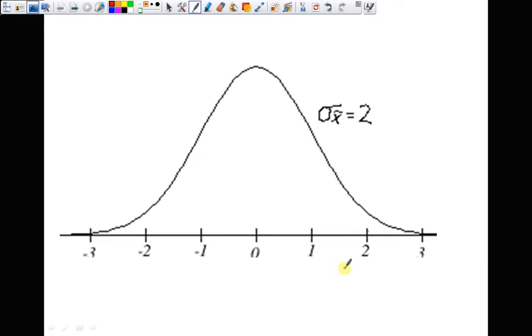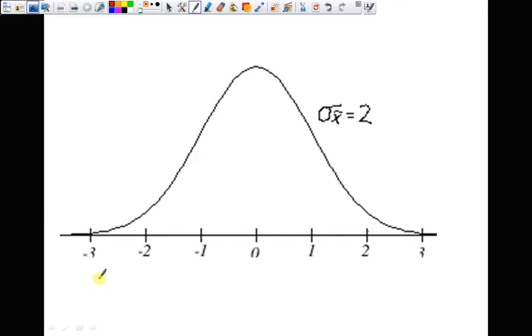We don't know if it's here. We don't know if it's here. We don't know. It may be outside of 2 standard deviations. There's a 5% chance that it's outside of it. But what we do know is that if we go 2 standard deviations on each side of that mean, then about 95% of the time we're going to capture it.